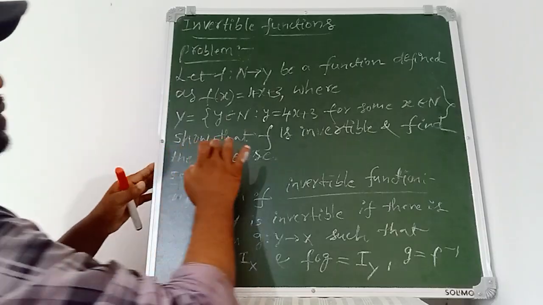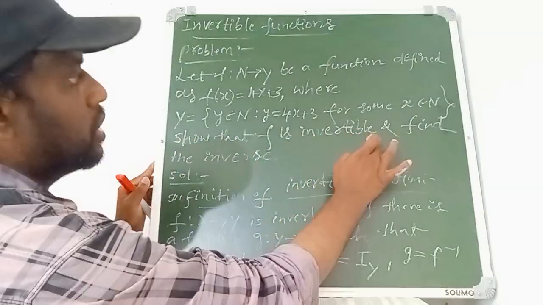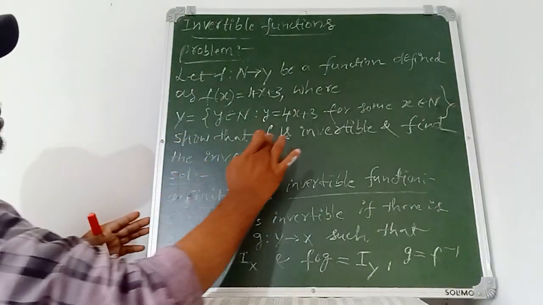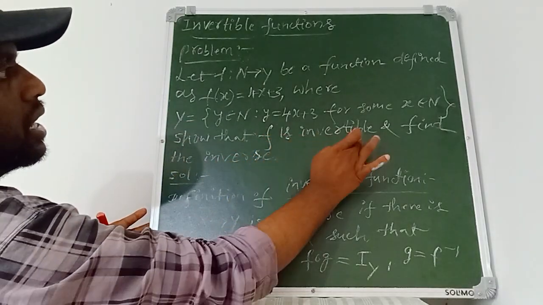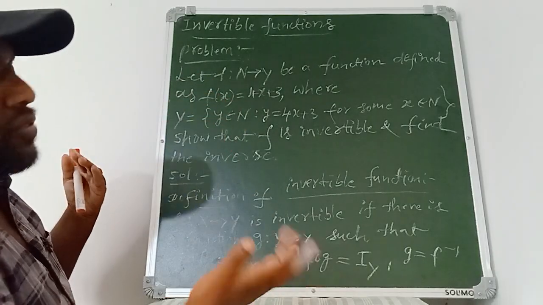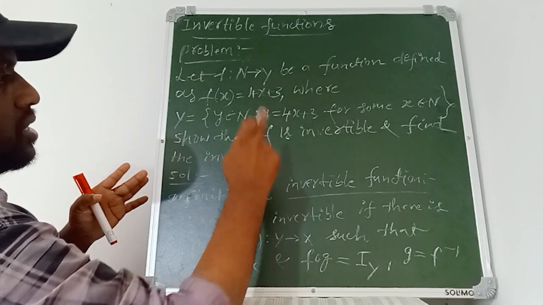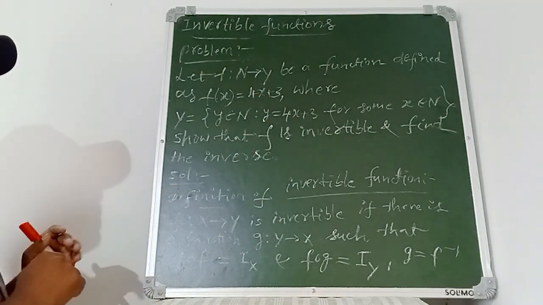Next, this is the question. Show that f is invertible and find the inverse. We have to prove that the function f is invertible, and after showing that, we have to find what f inverse is.